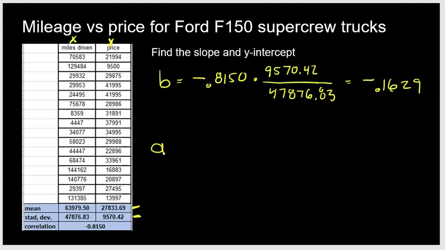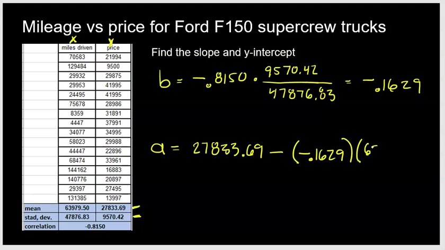All right, now we're going to go ahead and find the y-intercept A. To do this, we take the average Y. The average price of a truck was $27,833.69 minus, now we got to take the slope we just found, -0.1629, and multiply that by the average of the X's, which is the average number of miles, which is 63,979.50. All right, so be careful. That is going to turn into a plus sign because when you subtract a negative, it does make a positive.